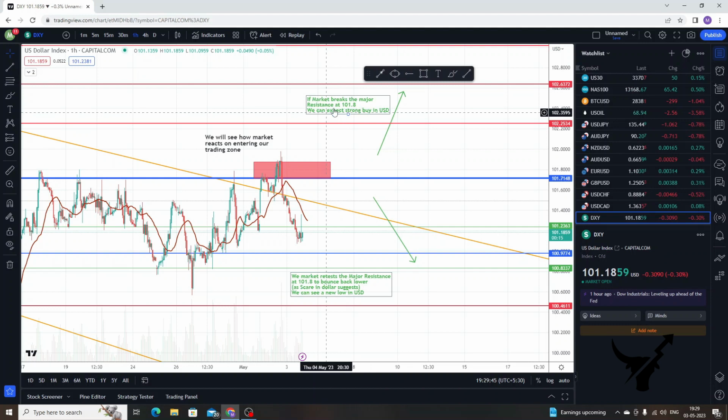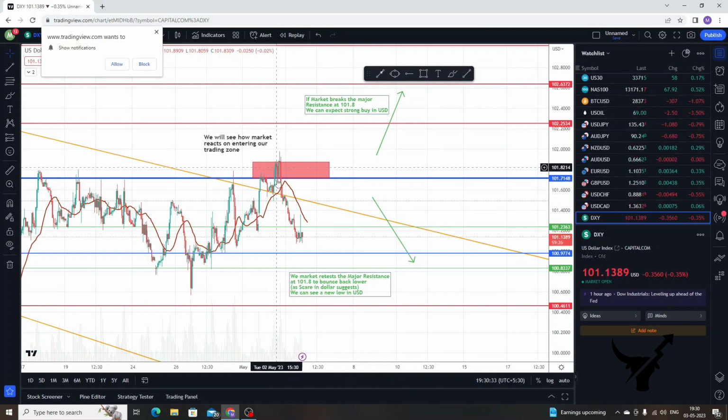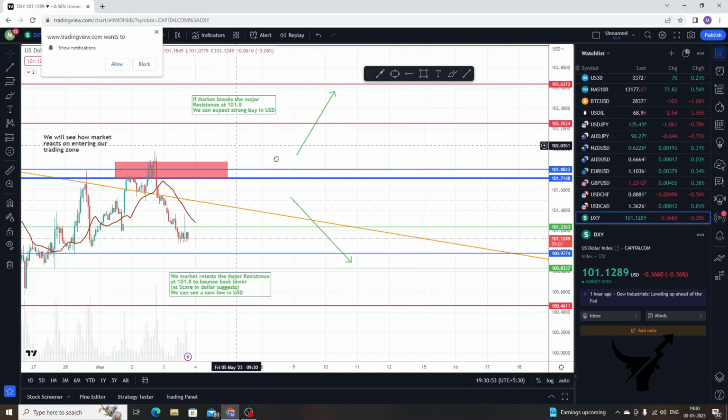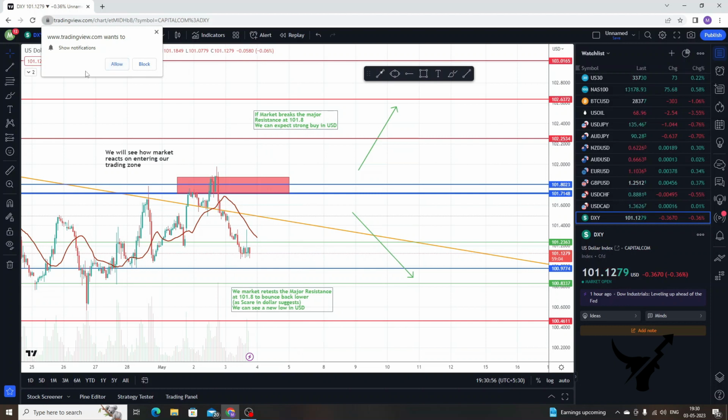If the market breaks the major resistance at 101.8, so it kind of did, but still it remained in the trading zone. So the numbers might just fluctuate. It was just a correction which the USDT took, and the market retested the major resistance at 101.8, as we can see. If I put an exact marker on 101.8, our market kind of retested it if we see it on a smaller graph.